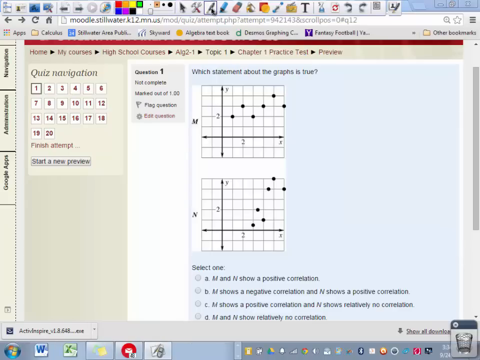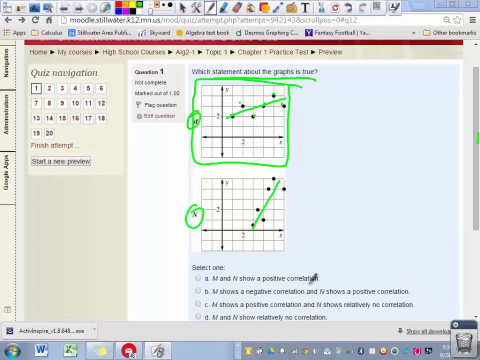So we got this one problem that says which statement about the graph is true. I can read. So let's take a look at that. We got this graph right here. These dots are going up. It looks like they're kind of going up, and then these are kind of going up a little bit if you follow the pattern of these dots. And so it's got all these statements down here. We got M, N, M and N. This is M, here's N.